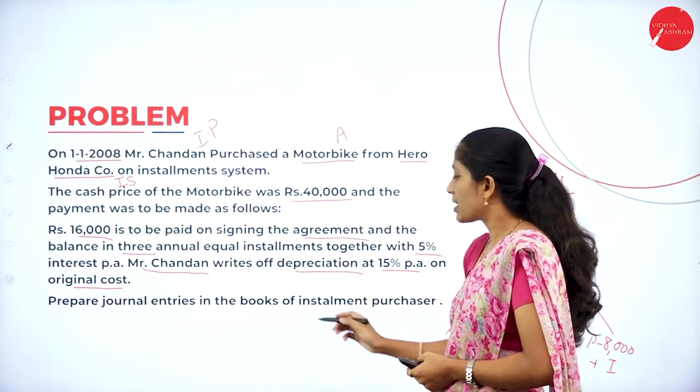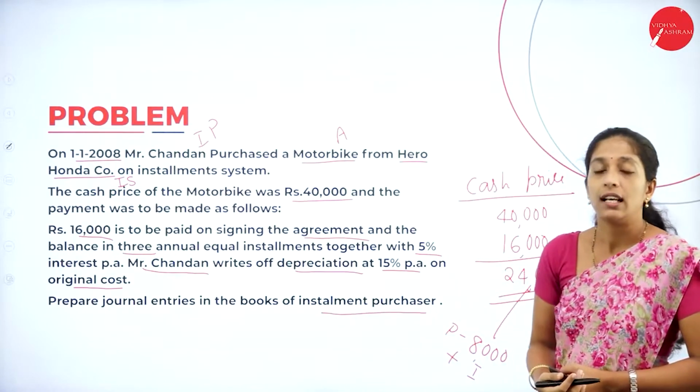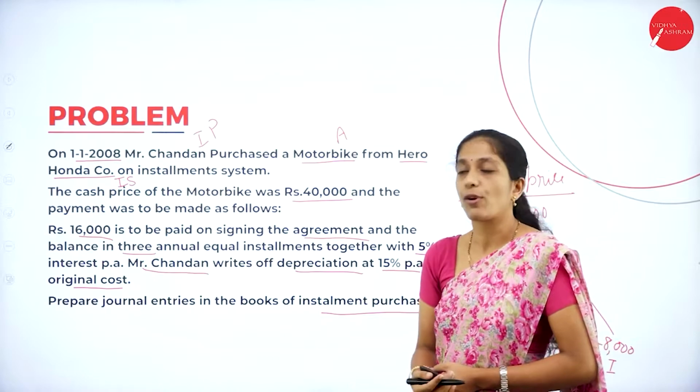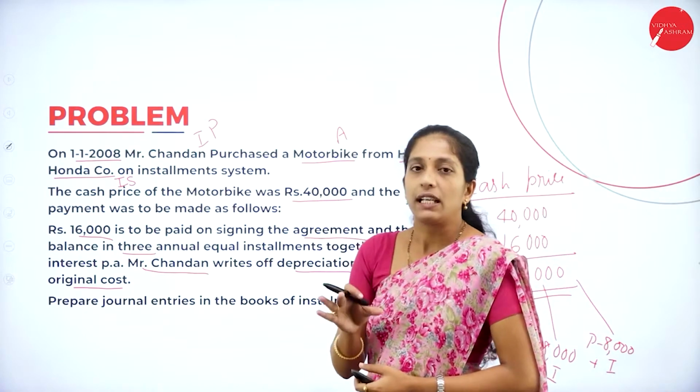Original cost in the sense, we have to follow calculation of depreciation under the straight line method. So here depreciation will be the same year after year. Next, prepare journal entries in the books of installment purchaser. That is, we have to prepare journal entries in the books of Mr. Chandan. Hope you are clear with the problem.